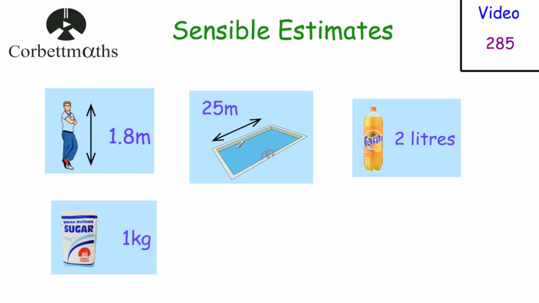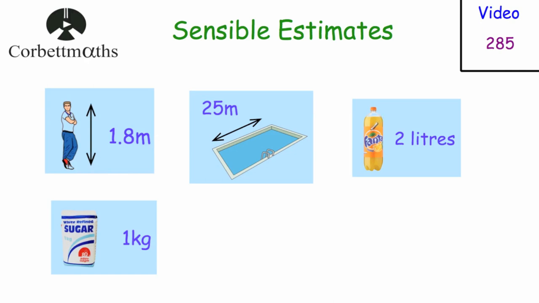The length of a swimming pool, my local swimming pool is 25 meters long, so I remember that. Here we've got a large bottle of fizzy drink. It would hold 2 liters. You can get smaller ones, which might be maybe 1.5 liters, or you've got the little ones that could be 500 milliliters, and so on.